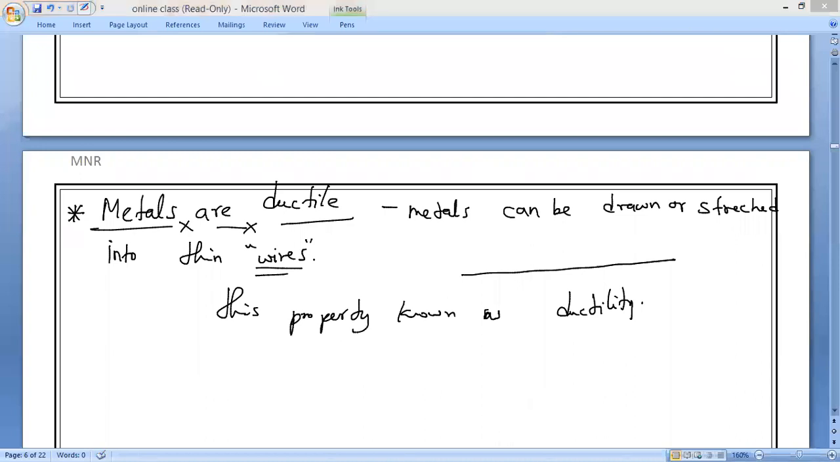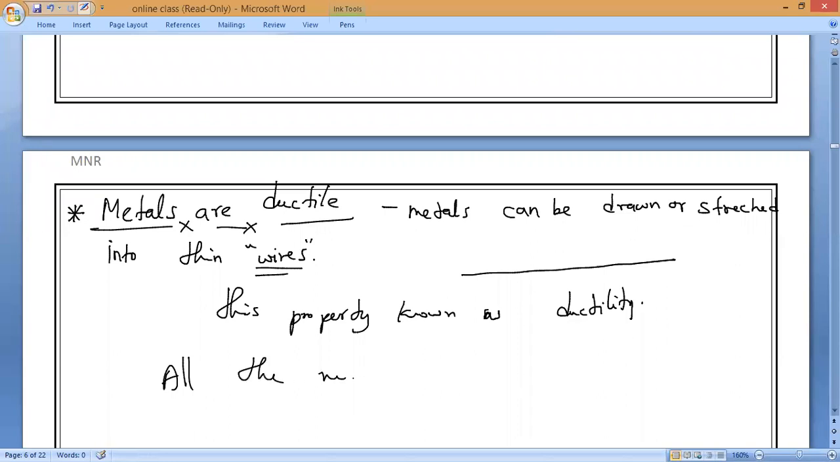Write it. Most of the metals are ductile in nature, but are all the metals equally ductile? That is my question. Mr. Reddy, Mr. Gokul? No, sir. So they are not equally ductile. Please write it: all the metals are not equally ductile. Do you understand, everybody?